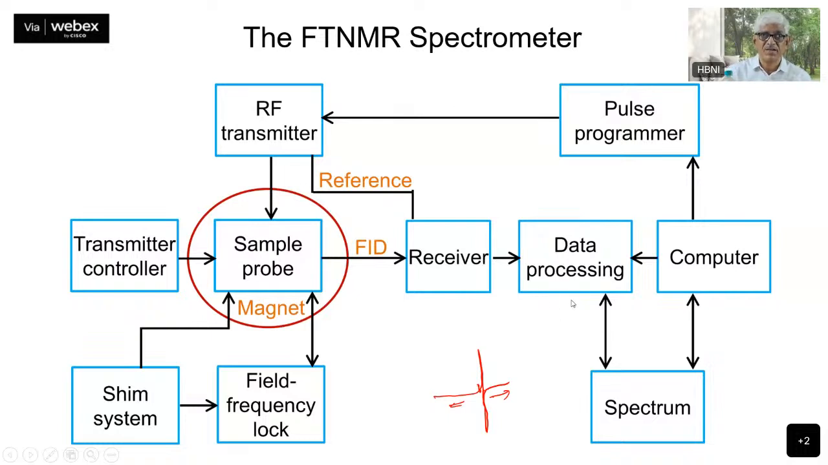And then you have the data processing. The data processing, of course, is the Fourier transformation and all other kinds of manipulations, which we will see. Of course, all of these require the computer. Without the computer control, you cannot do any of these precisely. Then you have the spectrum. After all of this, you collect it as the spectrum. The computer controls all of these things as well.